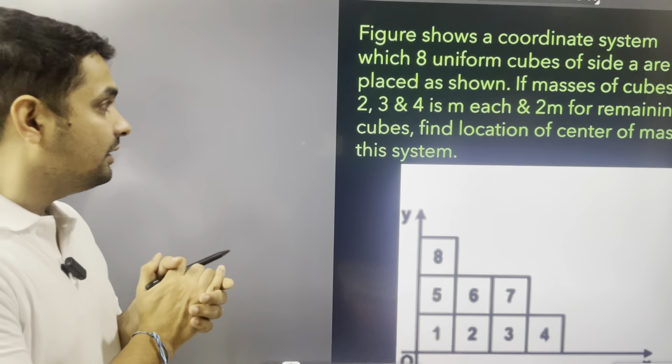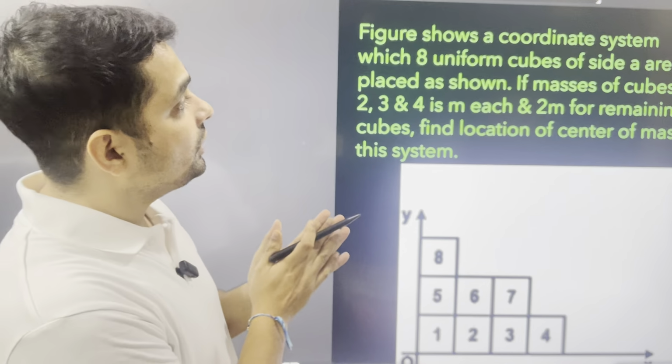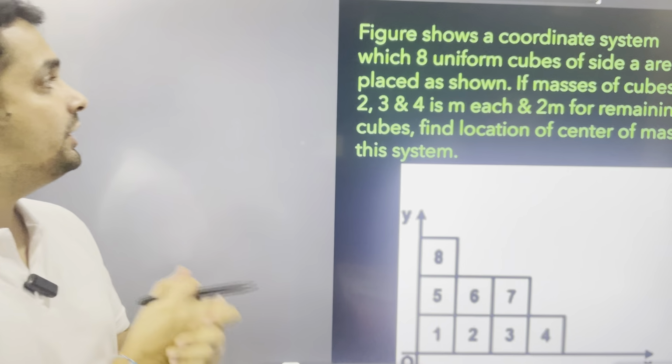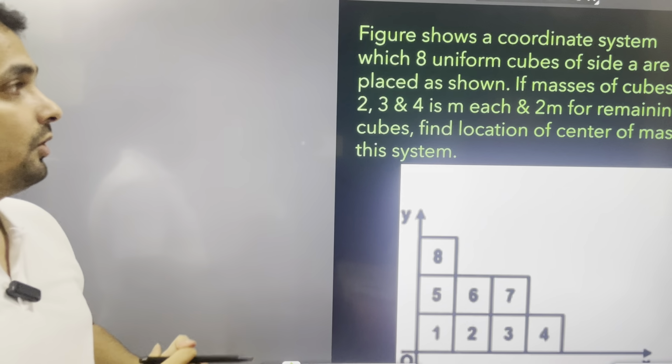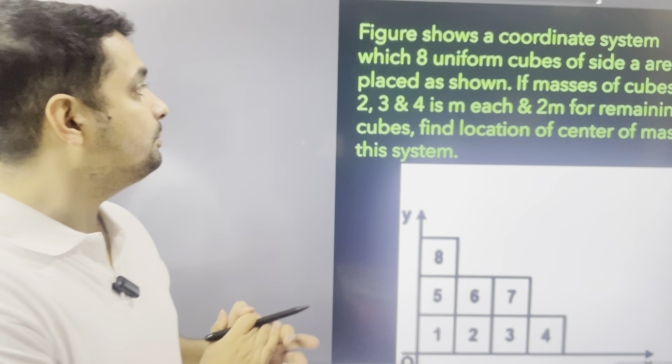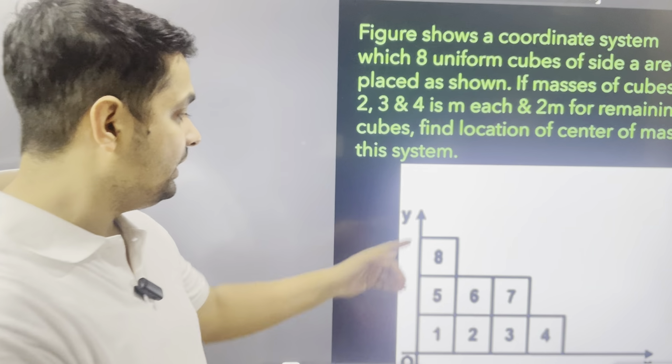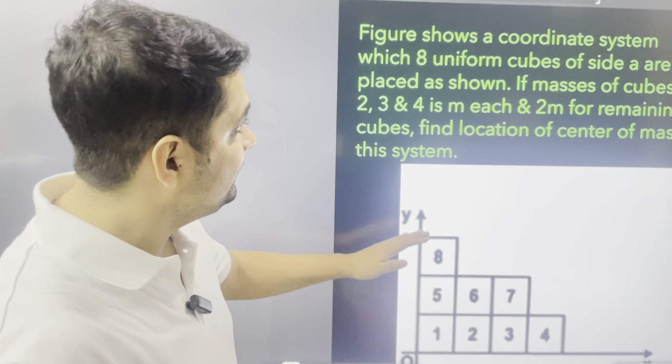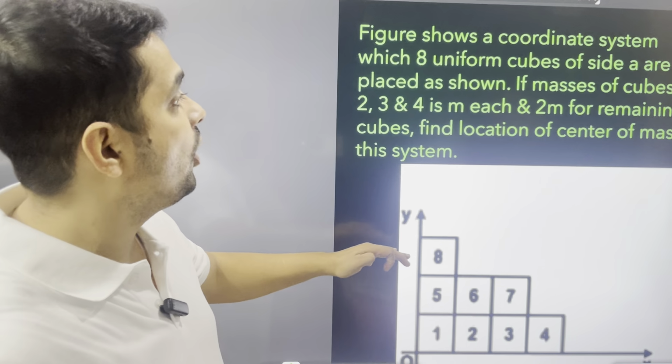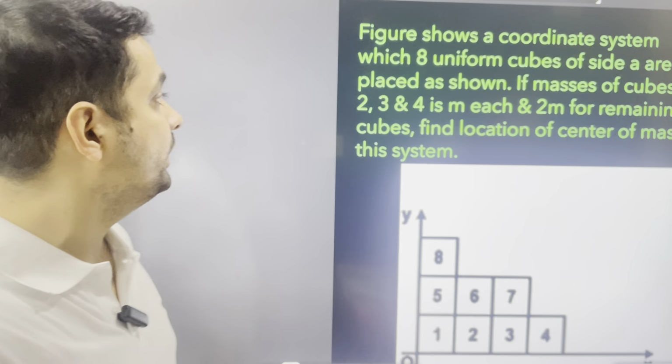Now you see this figure. The figure shows a coordinate system in which 8 uniform cubes of side A are placed as shown here. In this system, how many cubes are there? 8 cubes are there. Okay.